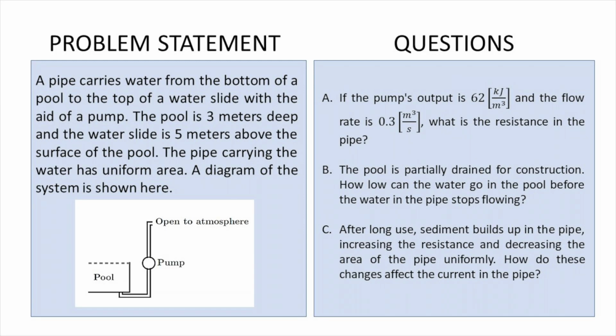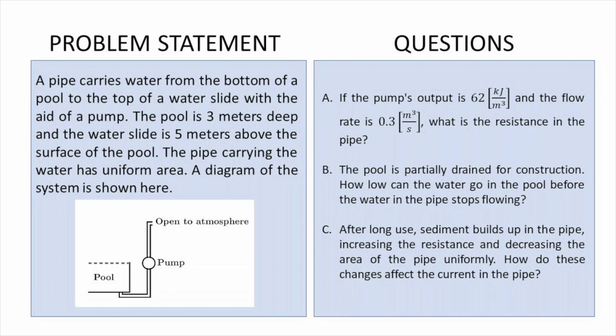So this is the problem that we're gonna be solving. Feel free to pause the video in order to copy the instructions or your notebook. A pipe carries water from the bottom of a pool to the top of a water slide with the aid of a pump. The pool is 3 meters deep and the water slide is 5 meters above the surface of the pool. The pipe carrying the water has a uniform area. A diagram of the system is shown. So the first question is, if the pump's output is 62 kilojoules per meter cubed and the flow rate is 0.3 meters cubed per second, what is the resistance in the pipe?